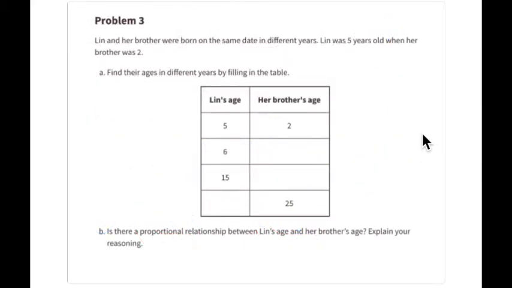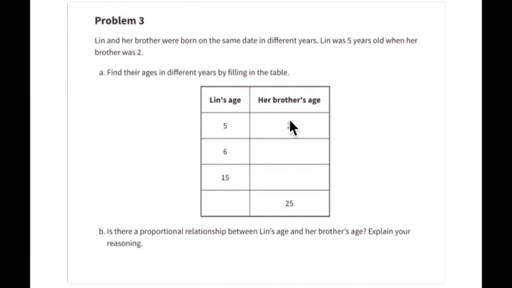This is problem number 3. Lynn and her brother were born on the same date, but in different years. So Lynn was 5 years old when her brother was 2. It says find their ages in different years by filling in the table. So Lynn is always 3 years older than her brother.